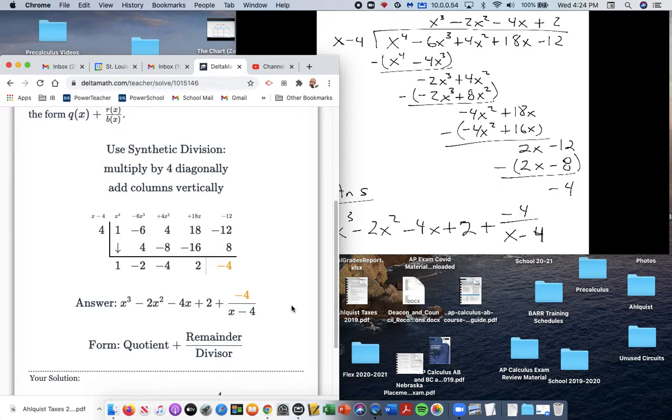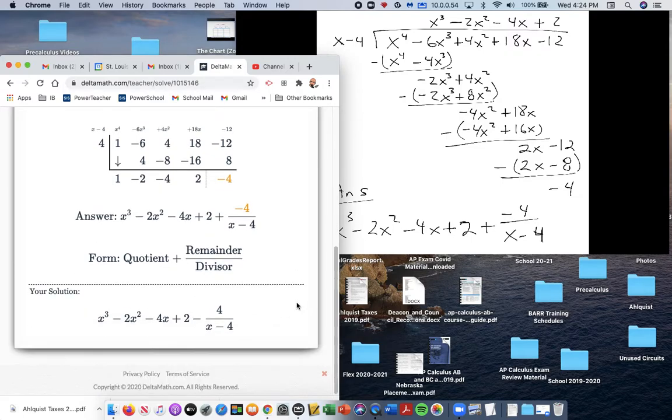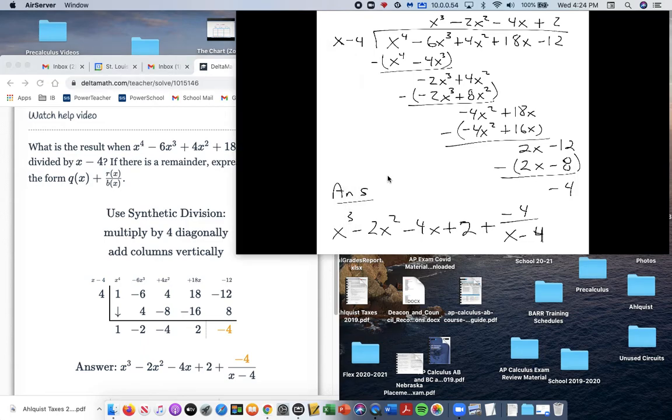There it is. They do synthetic division. You're welcome to look at synthetic division and try to learn that if you'd like to. Hopefully that helps. Let me know if you need help.